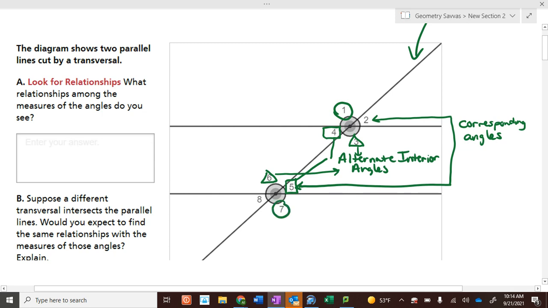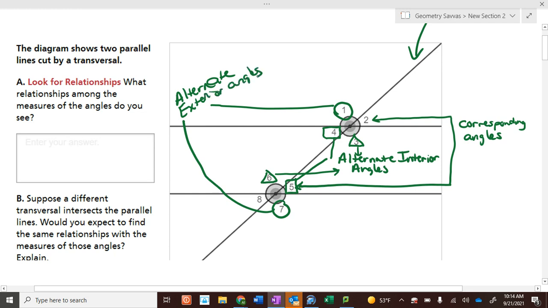Let's look at 1 and 7. Are they on the same side of the transversal or alternate sides of the transversal? Alternate. Instead of lying to the inside in between, they're to the what of the parallel lines? Outside. So they're called alternate exterior angles.